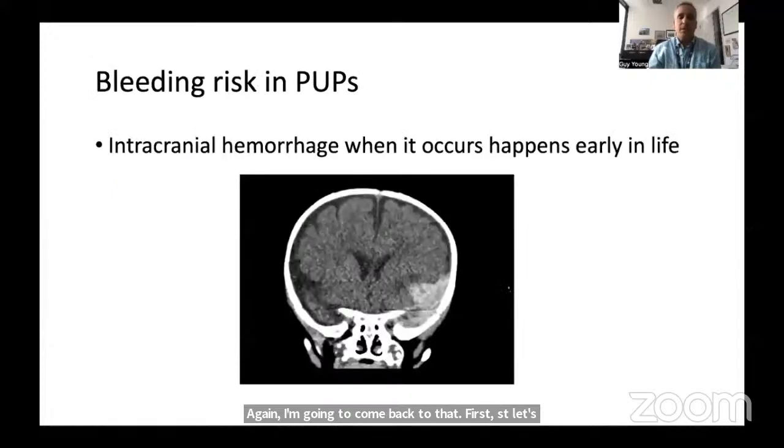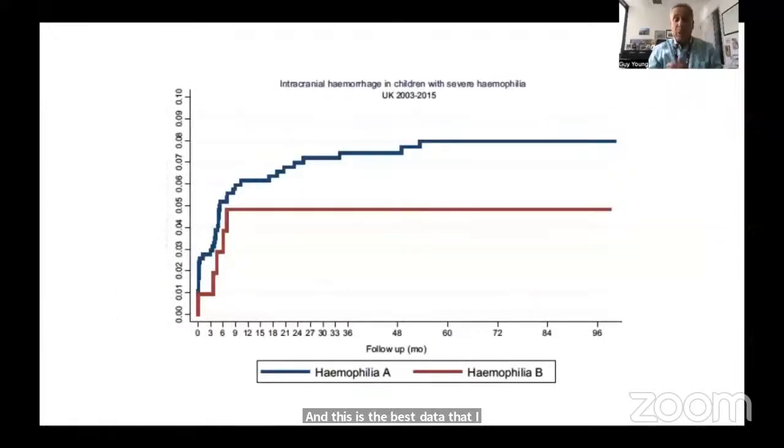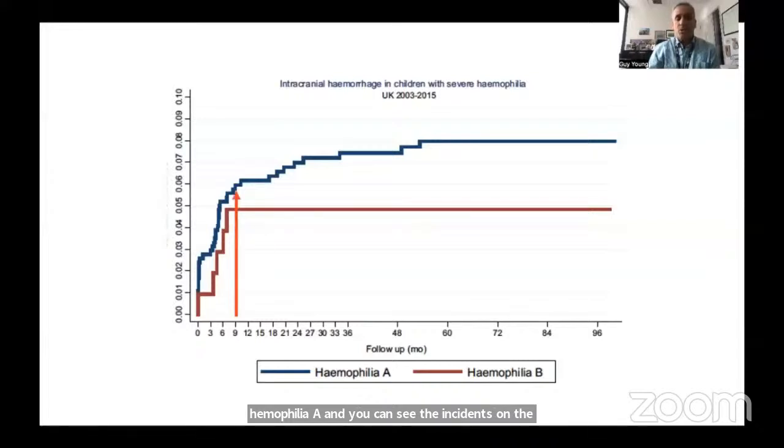How common is it? Well, when it does occur, it happens early in life. You can see this small child with an intracranial hemorrhage. And this is the best data that I found from the UK cohort. And basically, you see here in the blue line, hemophilia A, and you can see the incidence on the y-axis and the time on the x-axis. And you can see here that most intracranial hemorrhage occurs in the first 9 months of life.